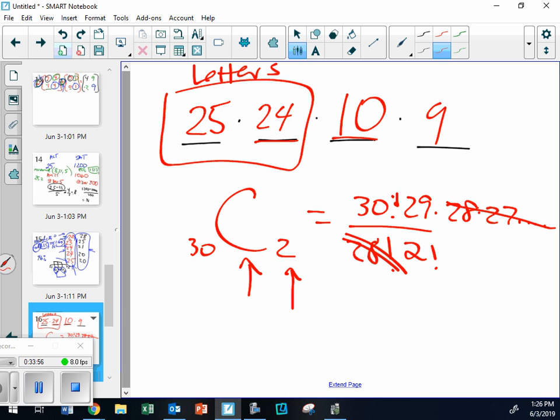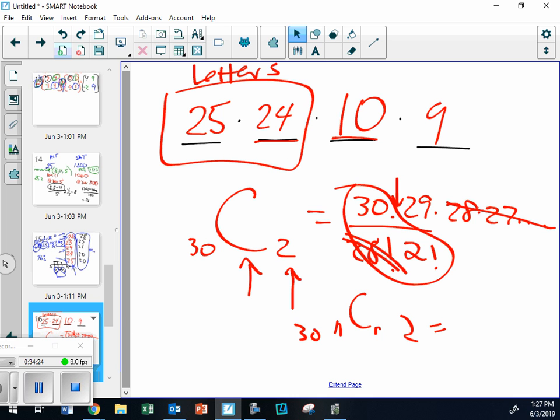Now I just got 30 times 29 over 2. That's not that bad. I'd use my calculator and go 30 times 29, divide by 2. Or even smarter, I'd divide this and get 15 times 29, and I'd be done. What else could have done this on your calculator? Hopefully you know how to do the C button. Everybody try to type in 30 nCr 2. If you haven't remembered where that was, it's under the math button, and then PRB for probability.